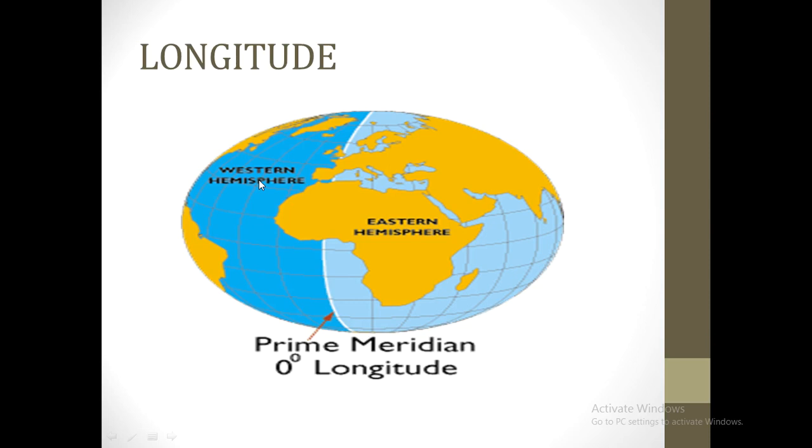Longitudes, like latitudes, are also imaginary lines. All latitudes are parallel to each other, but all longitudes converge at the poles. So all latitudes are not the same in size, but all longitudes are the same in size.